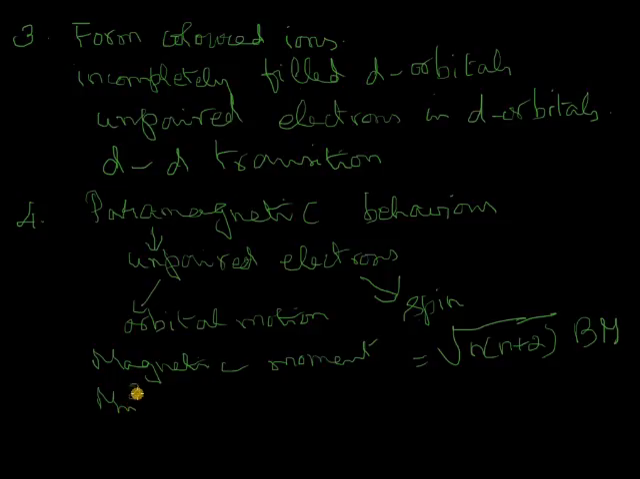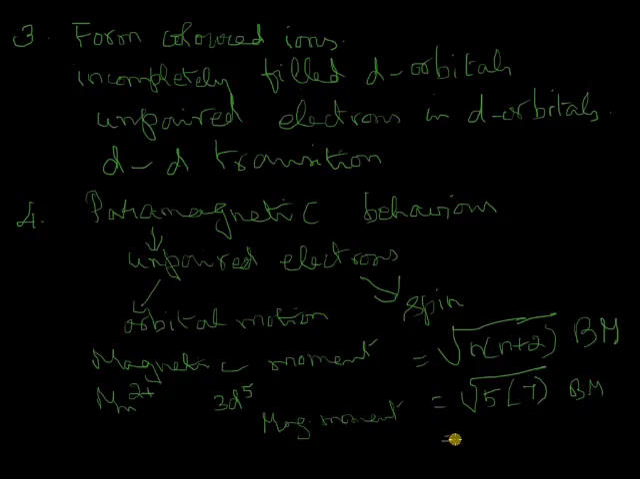As an example, we will calculate for Mn2+. You know Mn2+ has a configuration of 3d5 with 5 unpaired electrons, 1 electron in each of the d orbitals. And so its spin only magnetic moment would be root of 5 into 5 plus 2, that is 7 Bohr magneton, that will be root of 35, which we can say is 5.9 something Bohr magneton.